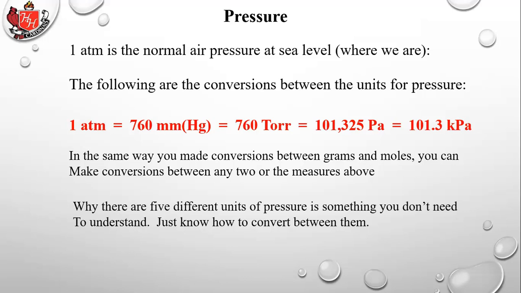So 1 atmosphere is equal to 760 millimeters of mercury. And then some other branch of science decided they wanted to call that a torr, so it's 760 torr. It's equal to 101,325 pascals. And that's equal to 101.3 kilopascals. In the same way you made conversions between grams and moles, you can make conversions between any 2 measures above. So why are there 5 different units of pressure? Why there are 5 different units of pressure is something you don't need to understand, just know how to convert between them.